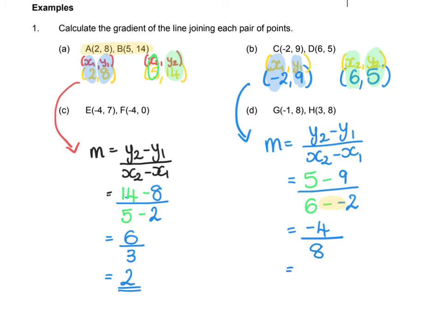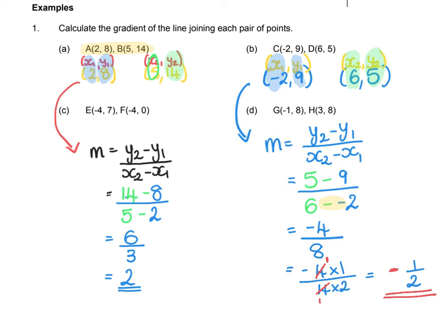Okay, and this fraction here can be cancelled down. 4 goes into the top and 4 goes into the bottom. Divide by 4 makes 1, divide by 4 makes 1. So I have -1 times 1 makes -1, and 1 times 2 makes 2. So you can see I've got a negative gradient.